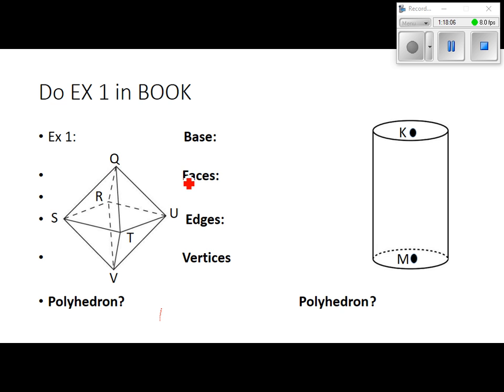All right, on this first example, they ask you, is this a polyhedron? So is this shape a polyhedron? And the answer there is yes. On this, they want you to find a base, the faces, or tell how many bases it has, tell how many faces it has, tell how many vertices it has.